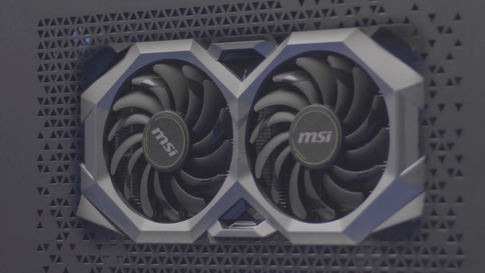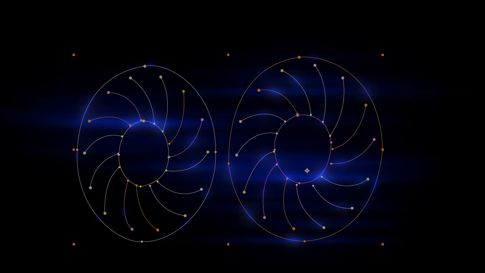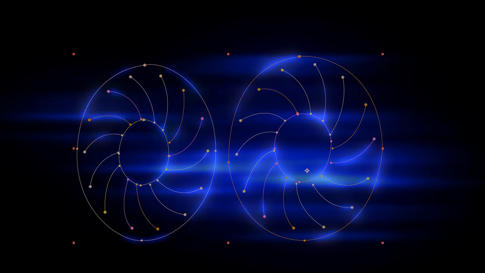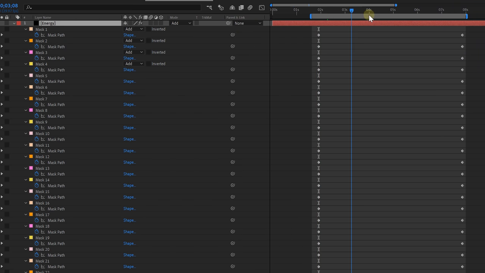But I also drew some masks over the blades of the fan to let them glow. And since the movement is motion controlled, we don't even have to track it. You can just simply animate the mask with one keyframe at the start and one at the end. And that's because we've got a constant speed. And those glowing lines brought me a great idea.